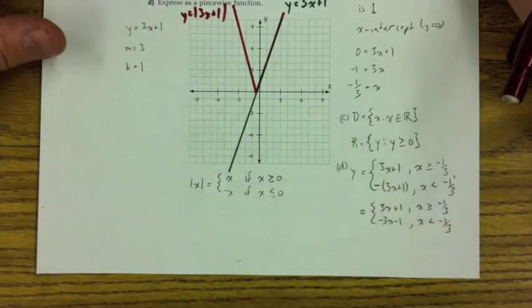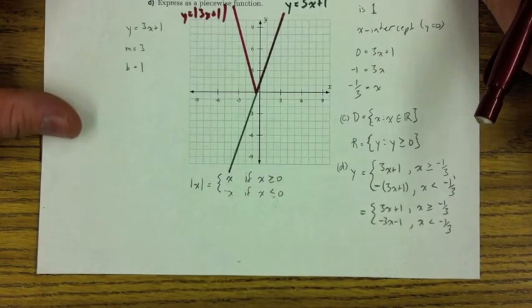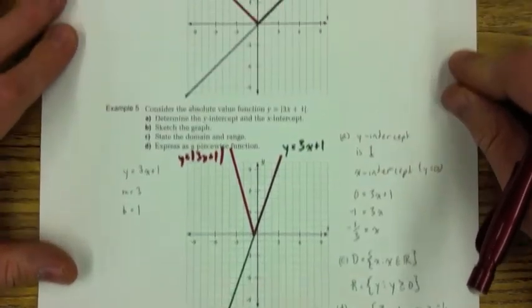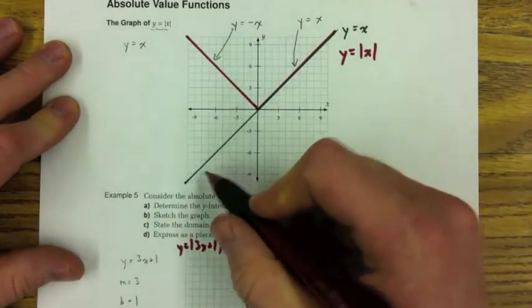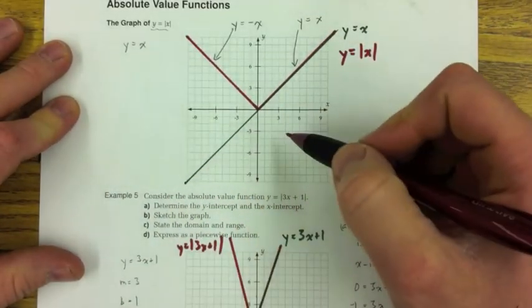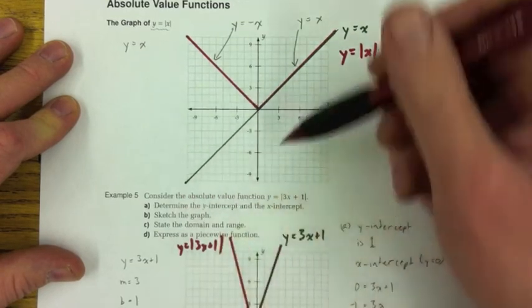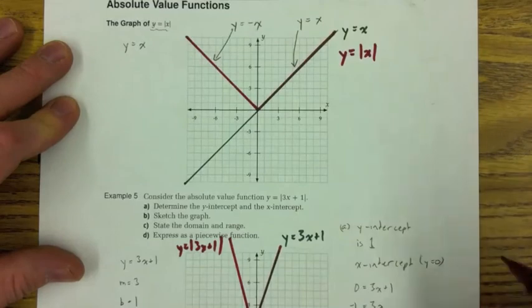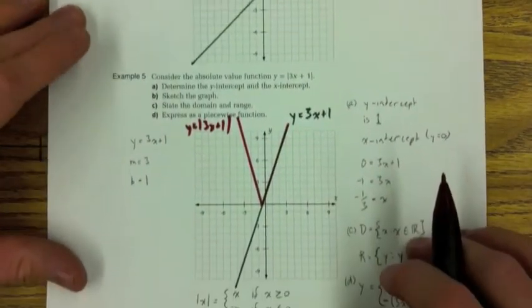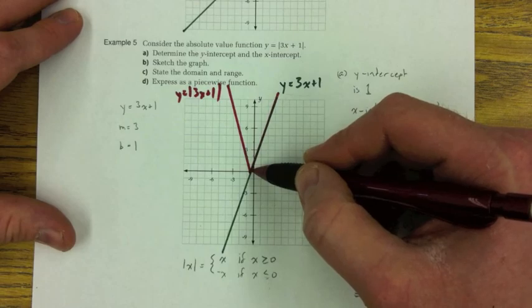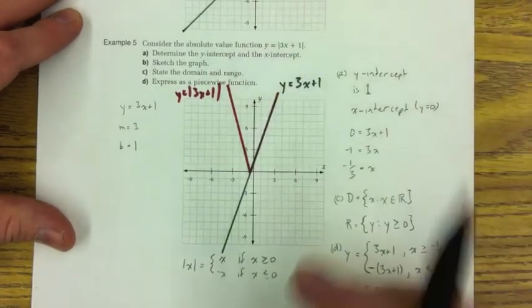Alright, so let me summarize. When you are graphing an absolute value function, you graph the associated original function, and then anywhere that the original function dips below the x-axis, you reflect it above the x-axis. You see the original graph starts to head below the x-axis, so it reflects above the x-axis.